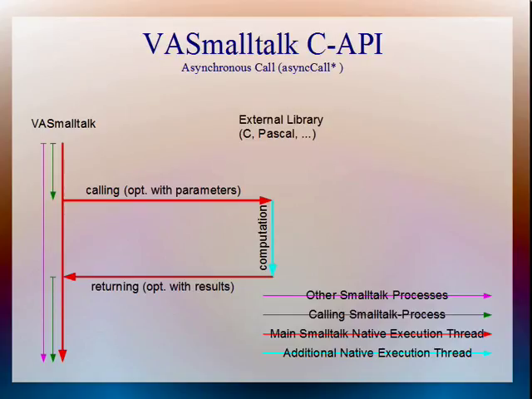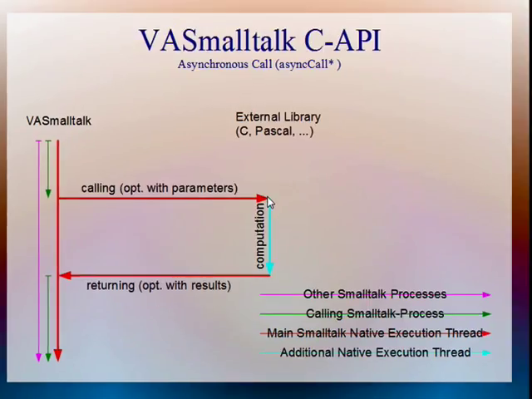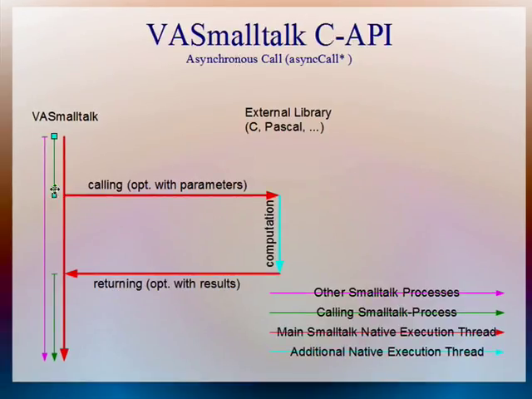Before going into detail with future call, we will look again at the asynchronous calls we have mentioned in the last episode. An asynchronous call is done by the native execution thread, which spawns another thread and executes the external library call using an additional native execution thread. The main point in the simple asynchronous call is that the calling Smalltalk process is stopped until the external call finished and comes back to the Smalltalk image.